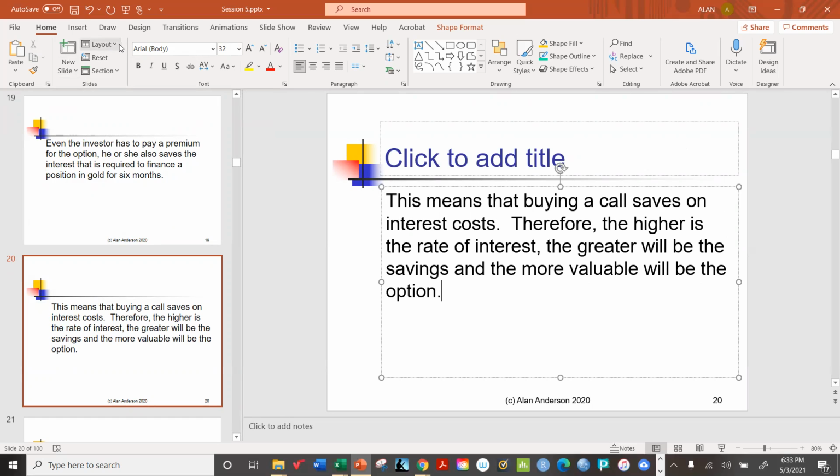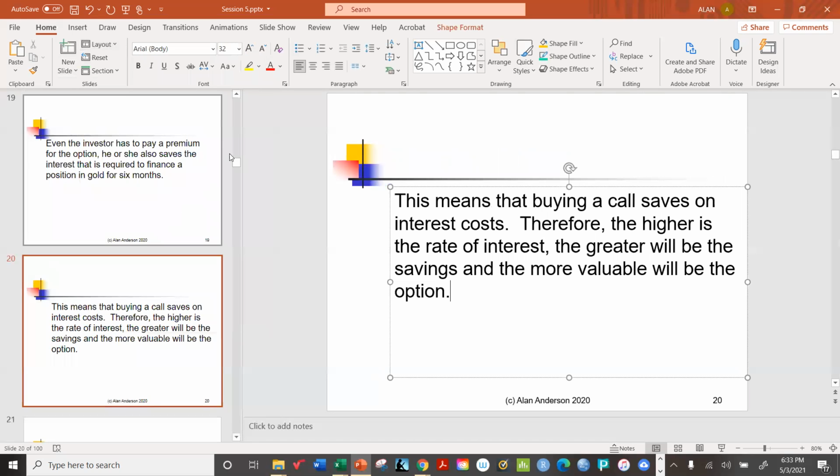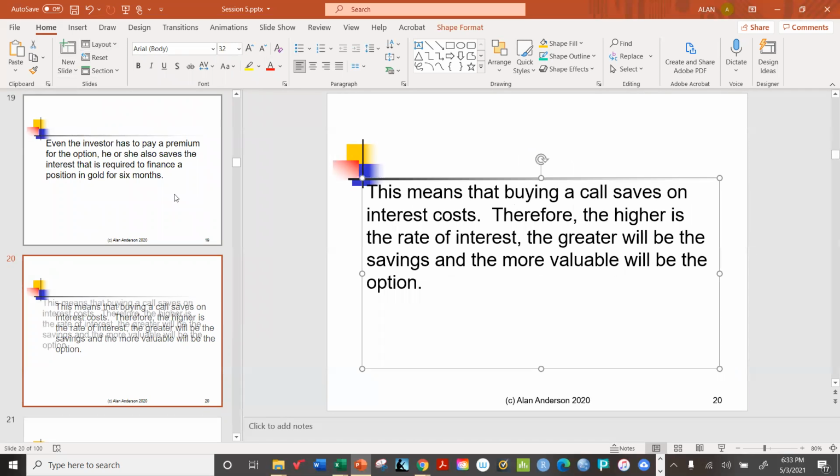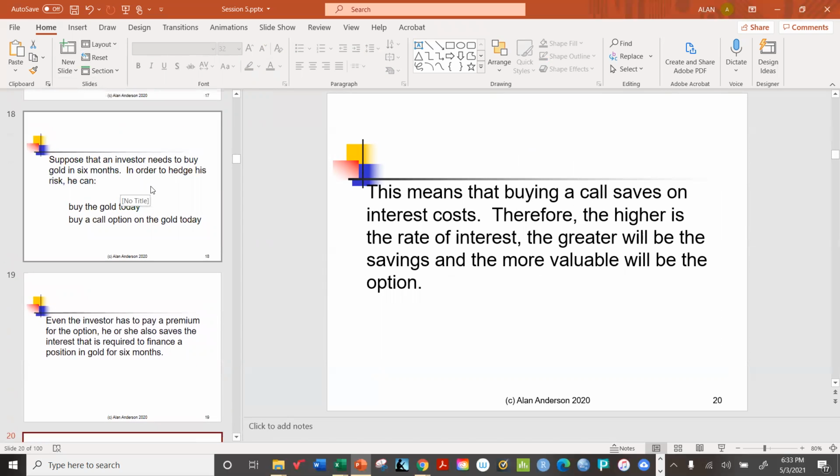All right, so in other words, remember what a call is doing. It means that we can hedge our risk without having to buy the asset today. And that's going to save us interest costs or financing costs. So the higher the rate of interest is, the more valuable the option really is to us.